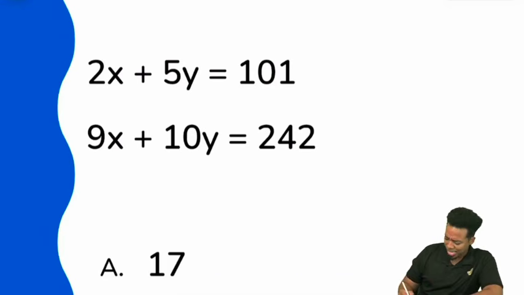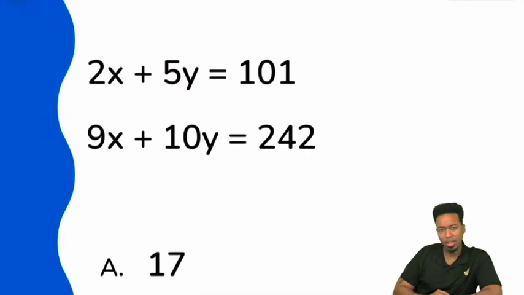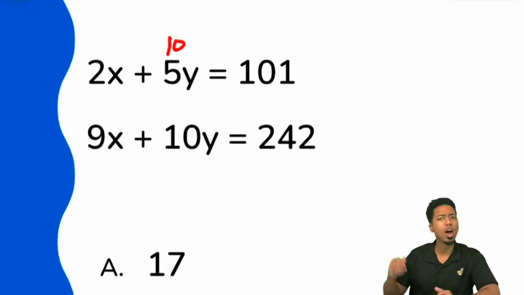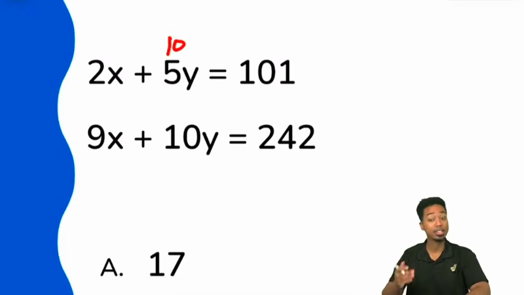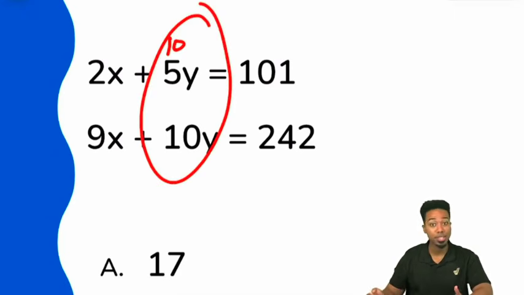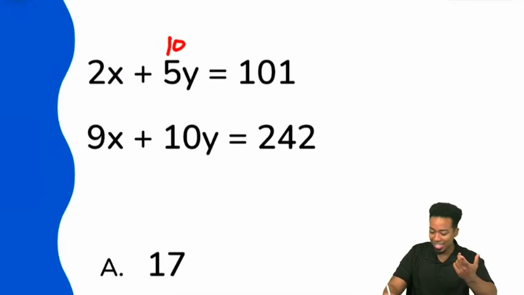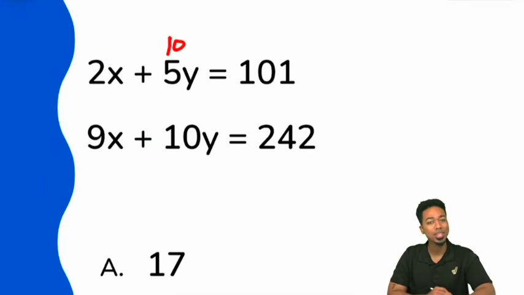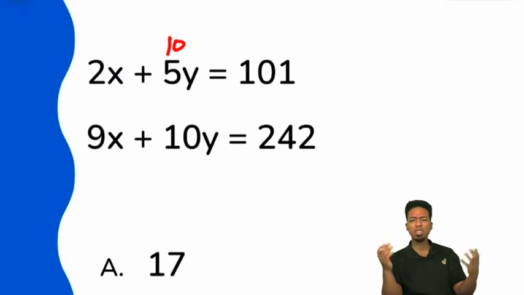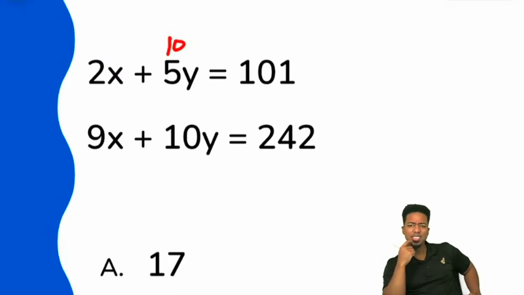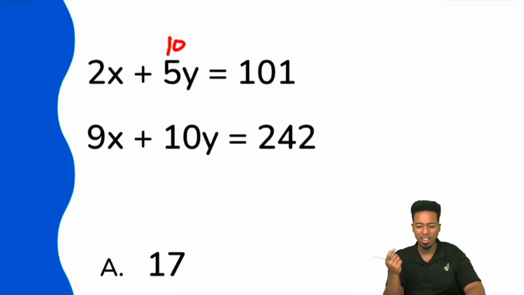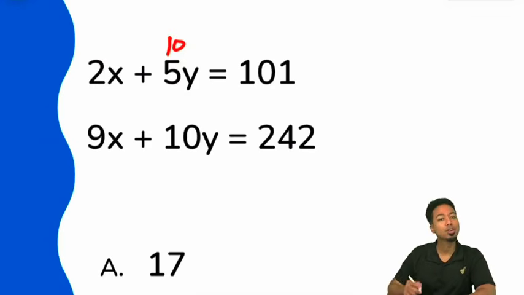Let's go ahead and say that I wanted a 10 here. Because if I had a 10, oh, buddy, then we're in business. So, how do we get a 10? Everybody, 5 times what gives me 10? Oh, yeah, times 2. Here's what I'm going to do.